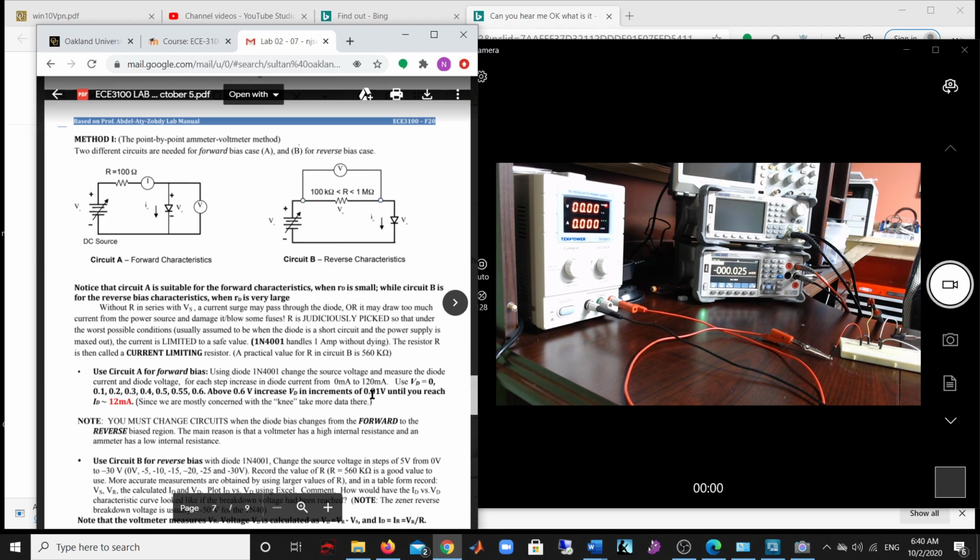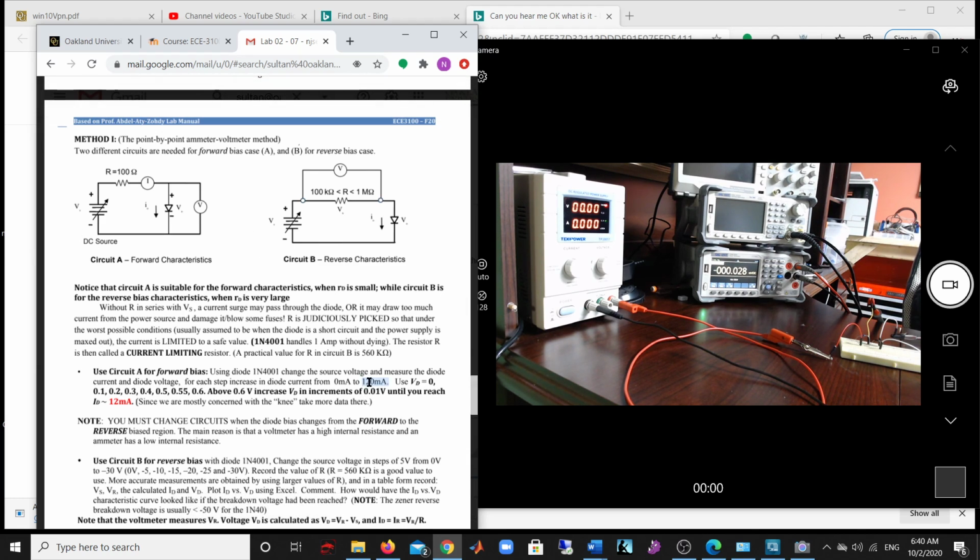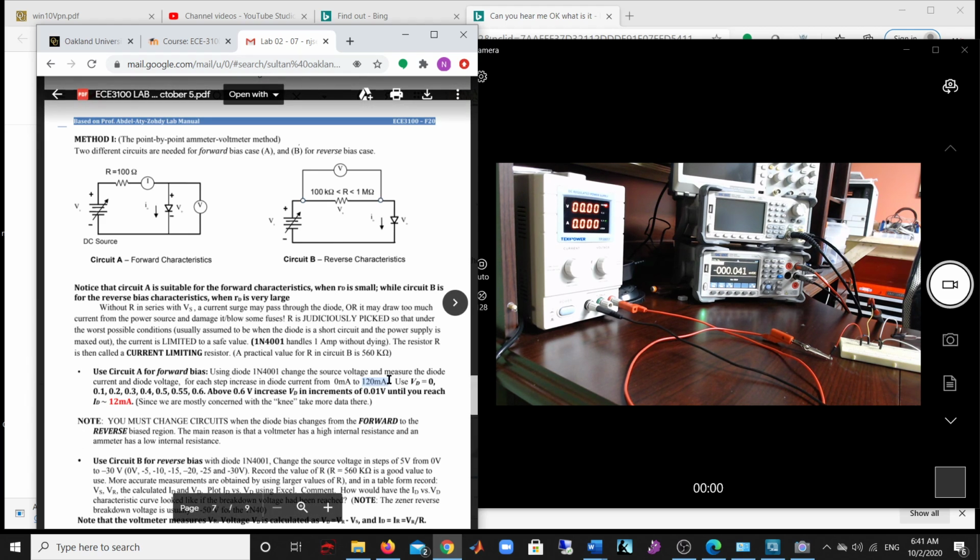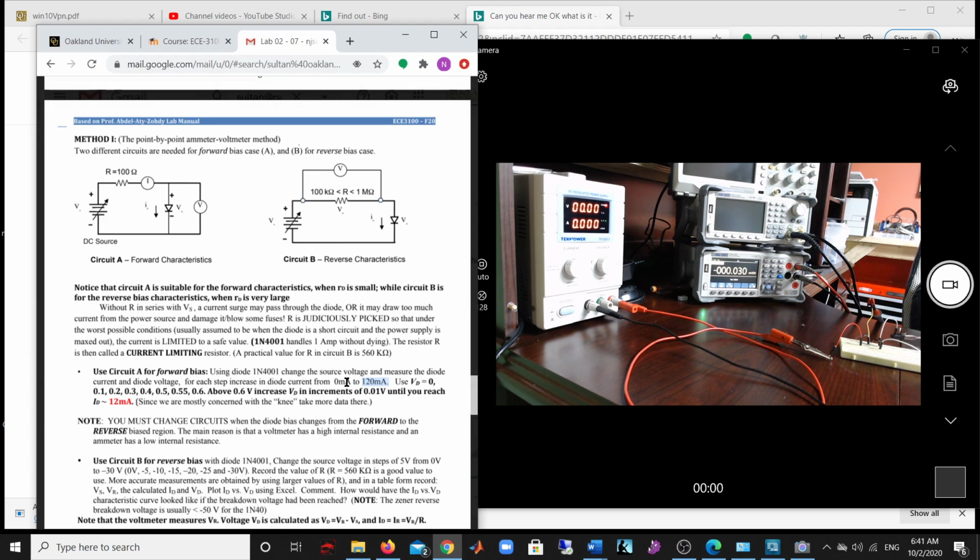Don't worry about this part. This part is not correct. It should be 12 milliamp, not 120 milliamp. So this will be corrected. This is the correct one. This is not. So the ID should be from 0 milliamp to 12 milliamp, not to 120 milliamp.